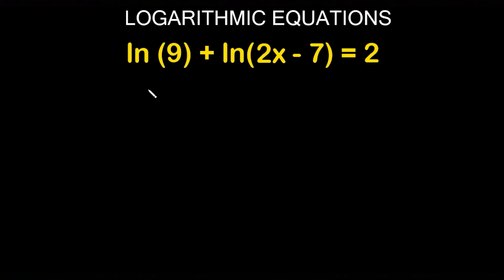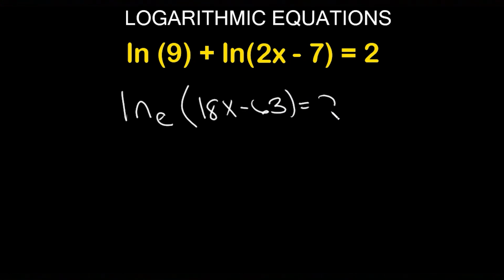So I'm going to write natural log, and I am going to write the base of e, that way we can see it, of, I have to do 9 times 2x, that will give me 18x. And then I have to do 9 times a negative 7, that will give me negative 63. So negative 63 equal to 2. Okay, so how do we do this one? It's just like the other problem.